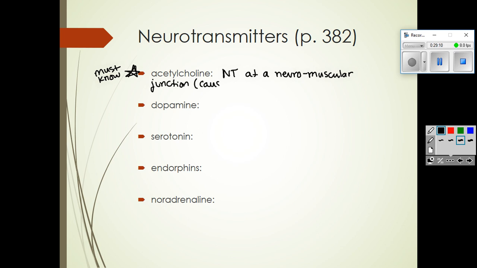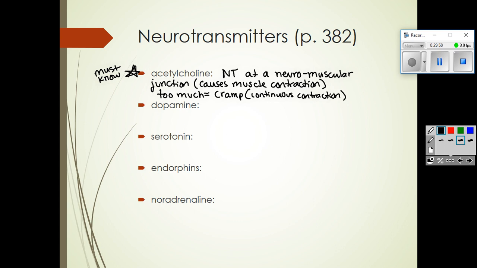So it causes muscle contraction. Now in the table for the other neurotransmitters, the second column is effects of abnormal production. If there is too much acetylcholine, your muscles would be in this continual state of contraction. So we would have perhaps a muscle cramp or any sort of continuous contraction.